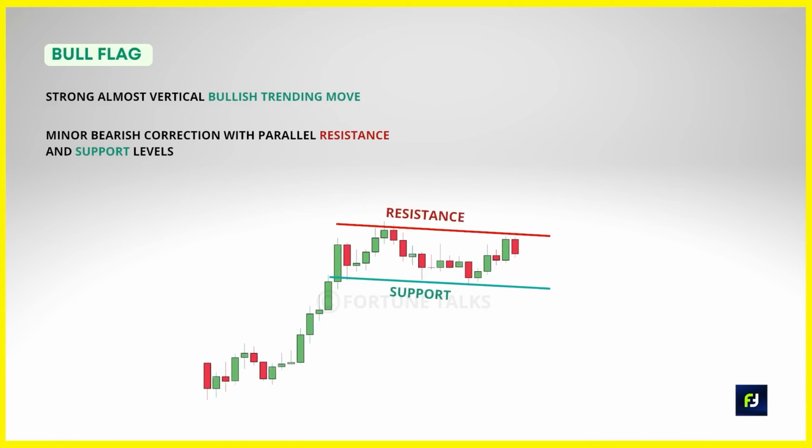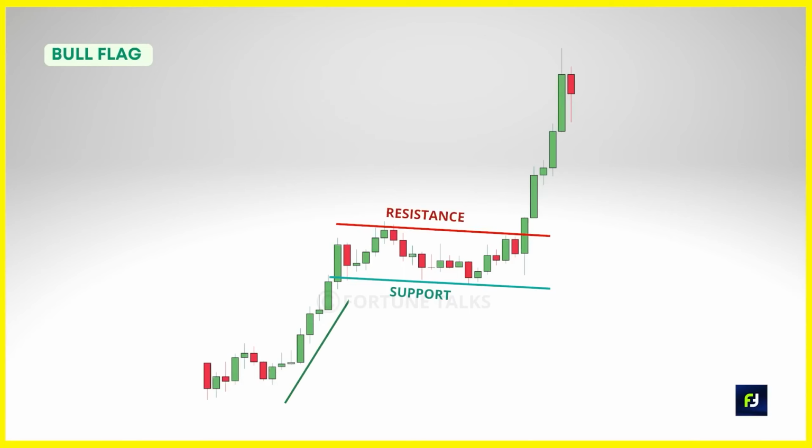Now, there are 3 components to any flag pattern that make it. So I am going to give you a few hints to correctly identify the bull flag. We have to look for a preceding up move or an uptrend, which makes a flagpole. As we know, the bull flag pattern forms during a bullish trend.